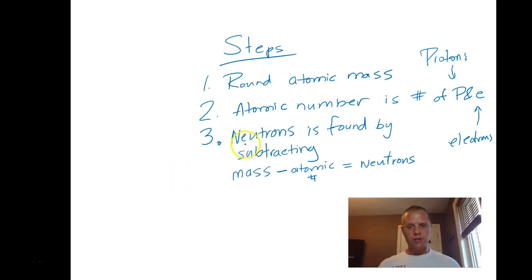Okay, I added something quickly for you to help you study here. The steps are: Step 1, round the atomic mass. Step 2, the atomic number is equal to the protons and electrons. Step 3, to find the number of neutrons, take the mass number and subtract the atomic number, and you get your answer.